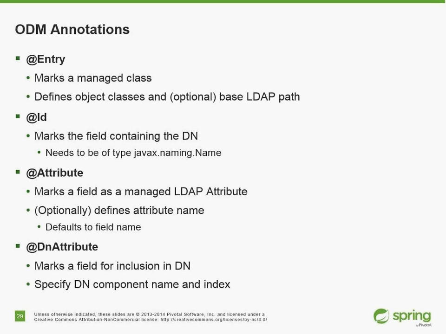So, for instance, going back to our initial LDAP tree in the example, if that would have been deeper, so for instance, if we would have been organizing our users in departments, that would typically be a new level in the tree. In order to get the value of the department out, you can use the @DnAttribute annotation to get that included in the distinguished name and extracted from the distinguished name when the data is read from the database.